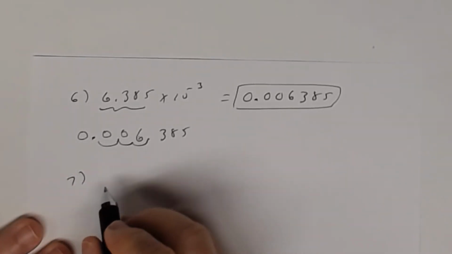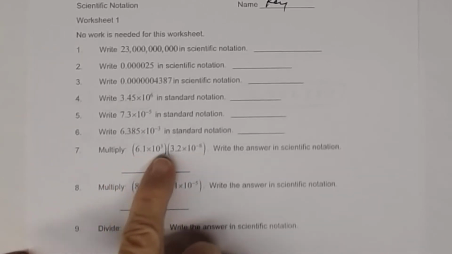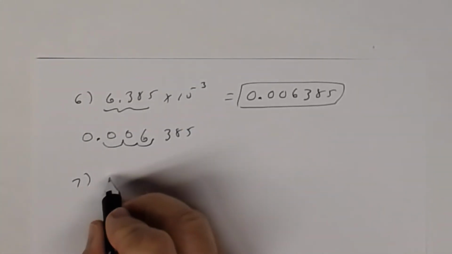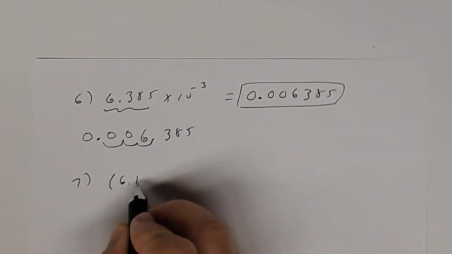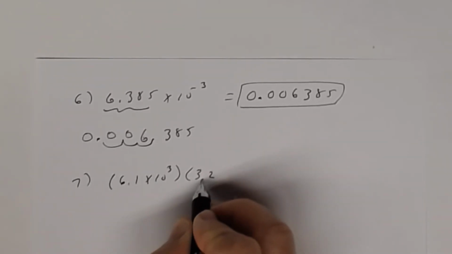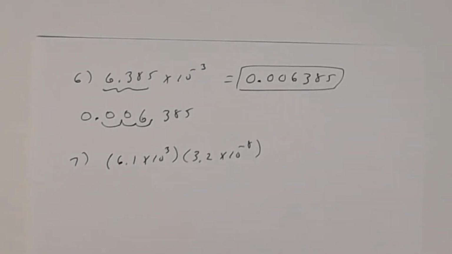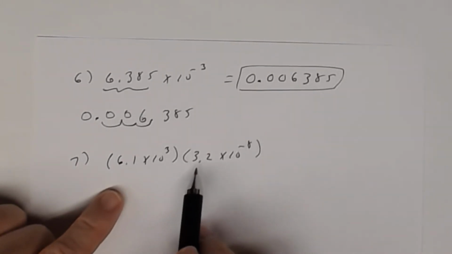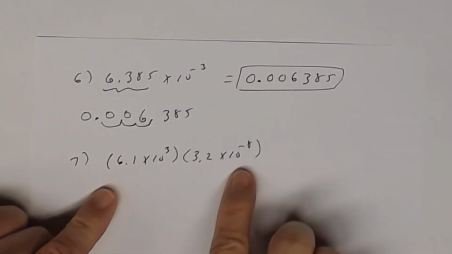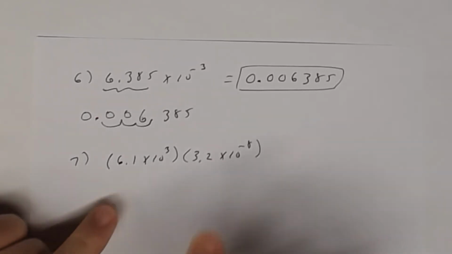All right, number 7 is where we're going to start multiplying 2 numbers that are written in scientific notation. So let me go ahead and rewrite this over. So we have 6.1 times 10 to the 3rd times 3.2 times 10 to the negative 8th. To write this product in scientific notation, remember all this is multiplication, and multiplication is commutative. The order in which you multiply does not matter.